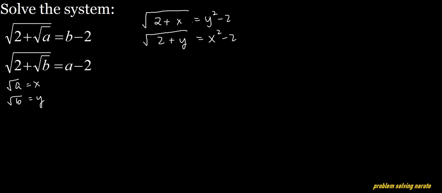We have to take away the square, move it to the right hand side, and we will have 2 plus x equals y squared minus 2 squared 2 plus y. Okay, so now what do we do?